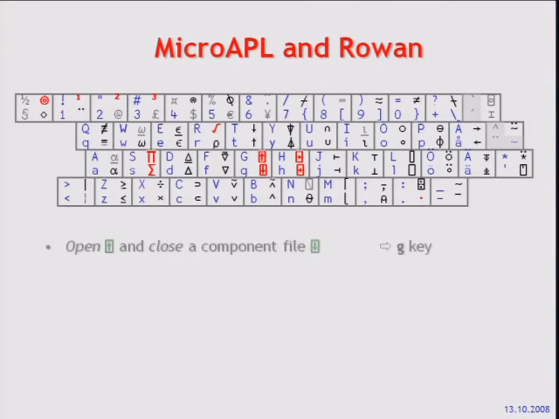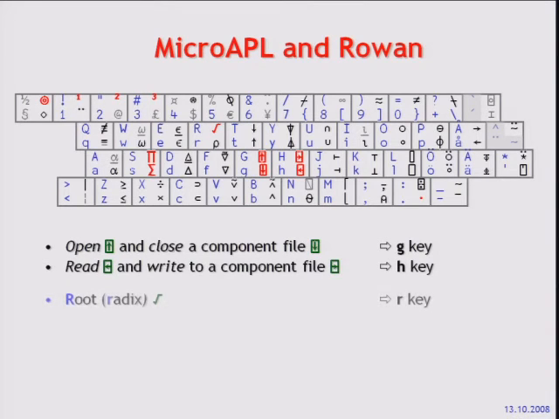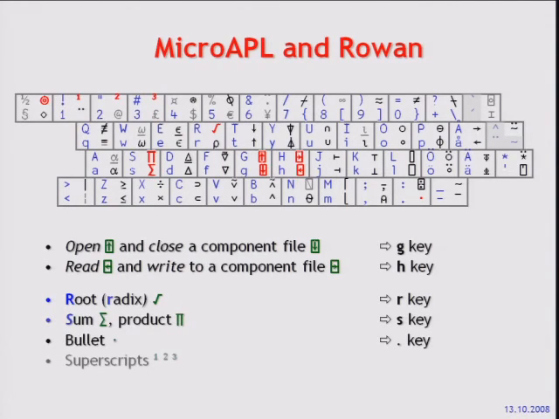Then Adrian's symbols and MicroAPL symbols. In MicroAPL they have these component file functions, and they fall in the same category here, so they are up arrows and down arrows and directions. And nice symbols to have, even if you don't have Rowan installed, are root and sum and product symbols, of course, on the keyboard. You can use this keyboard for other purposes than APL.